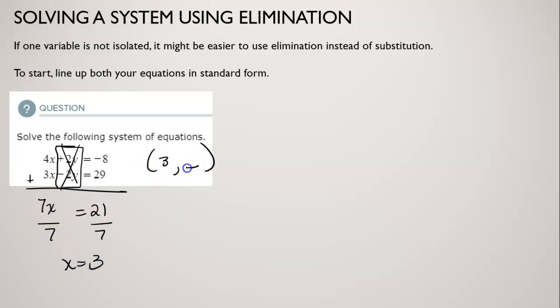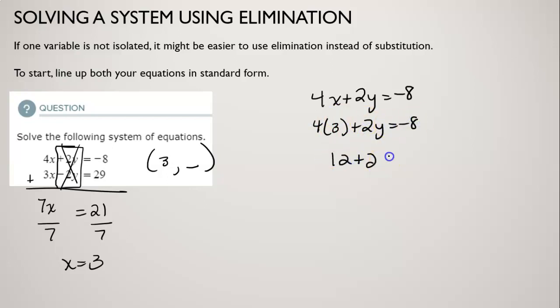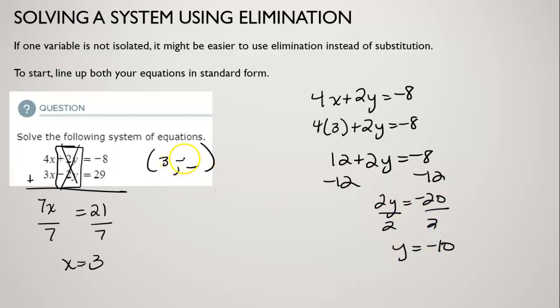But remember, my solution needs to be an intersection point, so that needs to be 3 comma something. It doesn't matter which equation you use. I'm going to use the first one, 4x plus 2y equals negative 8. I know that x is 3. 4 times 3 is 12. 12 plus 2y equals negative 8. Subtract 12 from each side. So 2y equals negative 20. Divide both sides by 2, and so y equals negative 10. So that should be 3 comma negative 10 there for your solution.